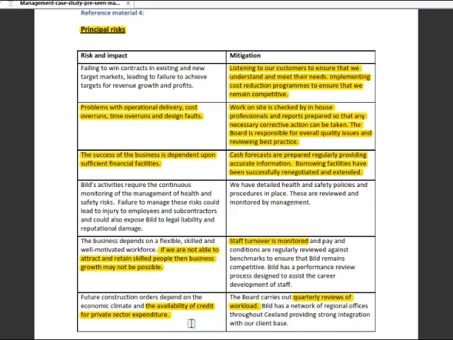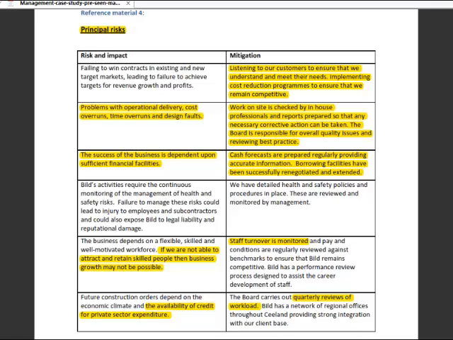The board carries out a quarterly review of workload. Again, a quarterly review, that's too long. Build has a network of regional offices throughout Sealand providing strong integration with our client base. Again, that could be a good thing, but it also could be an expensive thing.